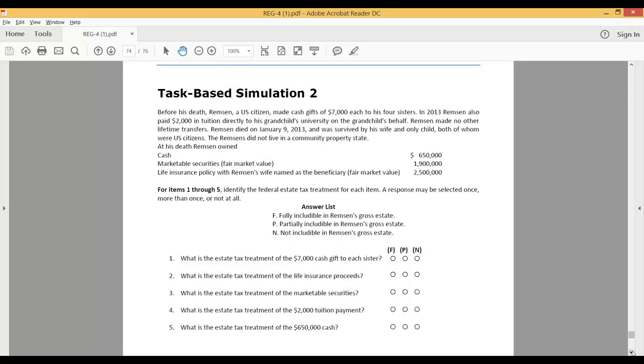Who the beneficiary is doesn't matter. This is very important, guys. Your answer is right. To determine whether an asset has to be included in the gross estate or not, you have to see whether the deceased had any incidents of ownership. In this case, Remsen had ownership at his death, and therefore it's included in his gross estate. What is the estate tax treatment of marketable securities? $1.9 million.